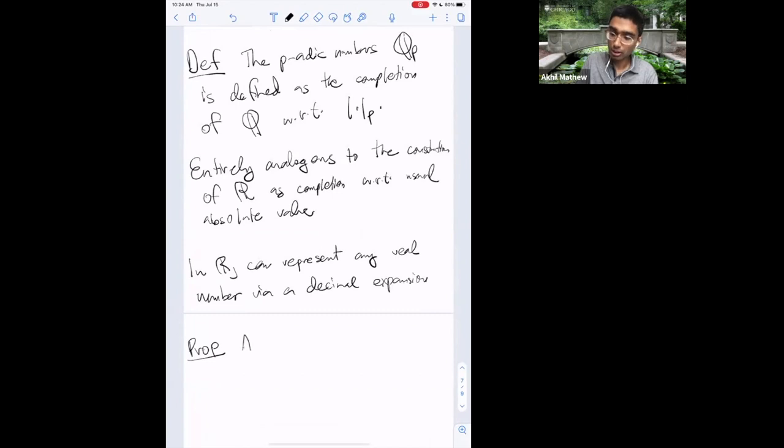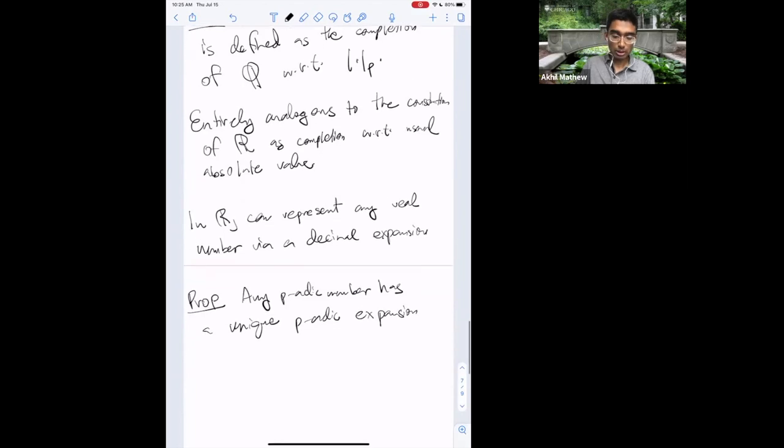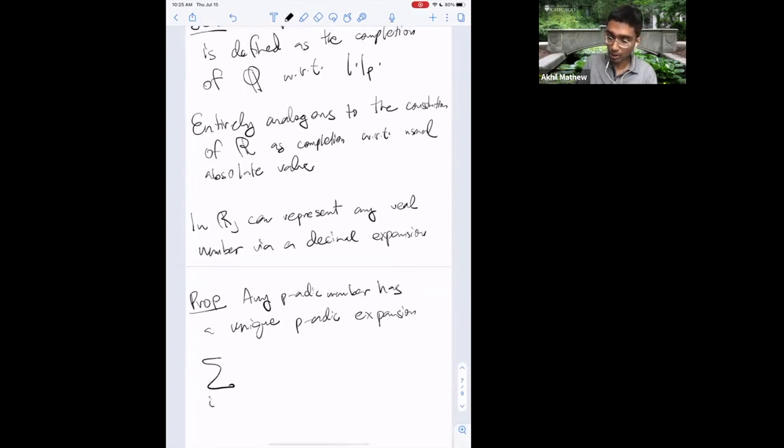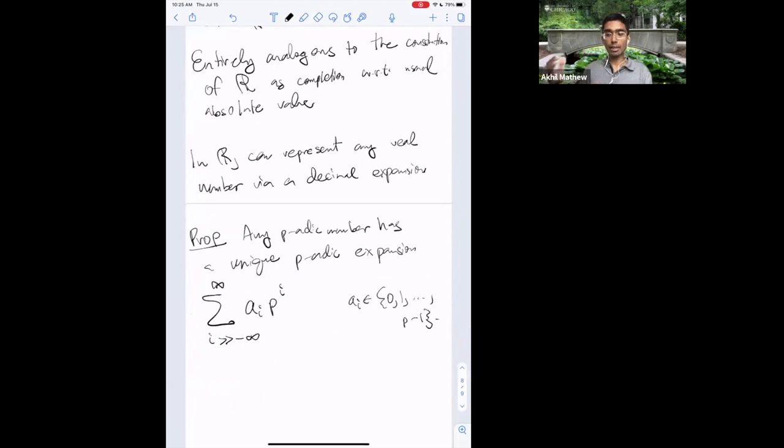So, proposition. Any p-adic number has a unique p-adic expansion of the form: a sum from i starting at some negative integer and going all the way to infinity of a_i times p^i, where a_i ranges over 0, 1, ..., through p minus 1. So given any p-adic number, you can write it in a p-adic expansion, an expansion of base p in this form.